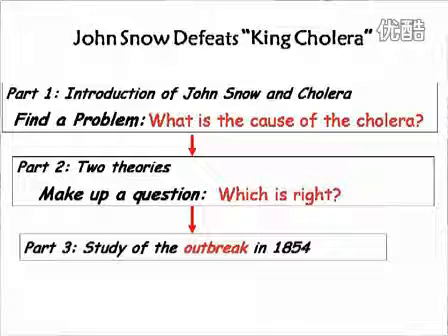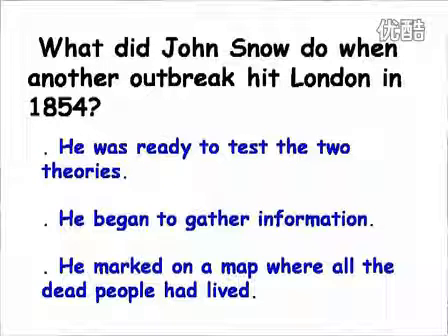Okay. Then that's part 3, study of the outbreak in 1854. What did John Snow do when another outbreak hit London in 1854? He was ready to test the 2 theories. Now he began to gather information. He marked on a map where all the dead people had lived.